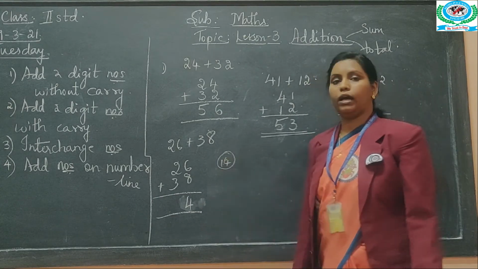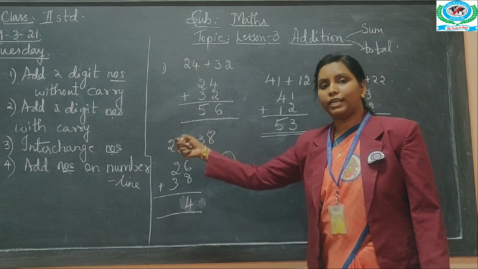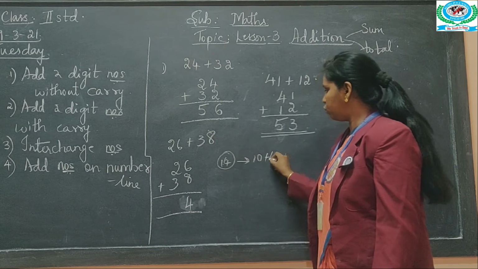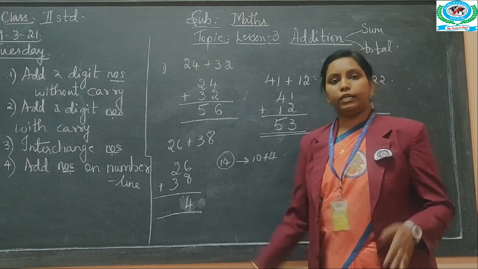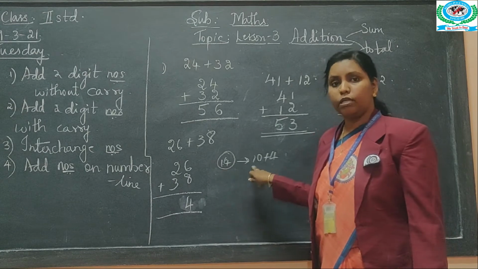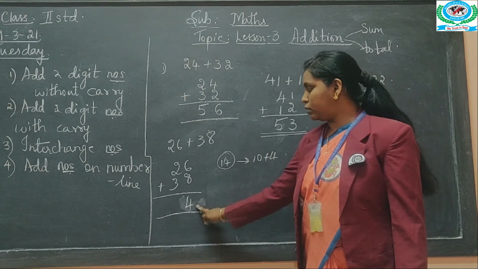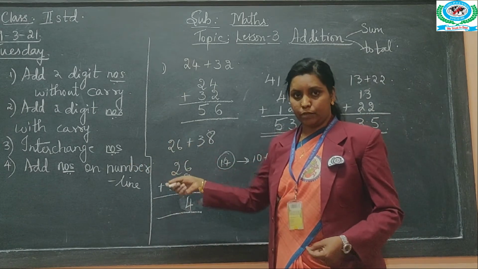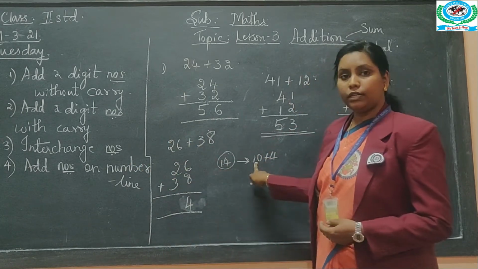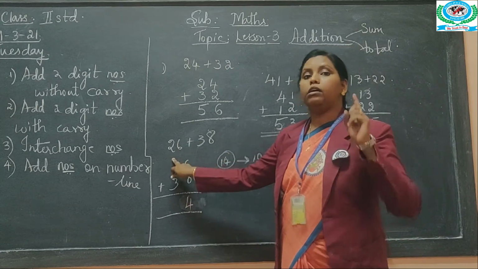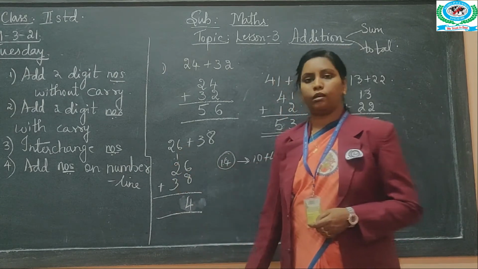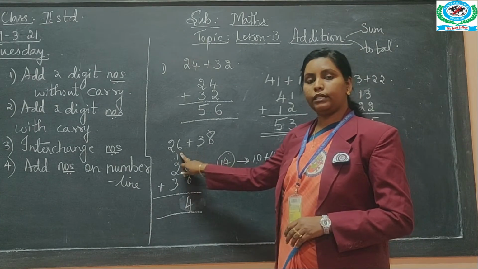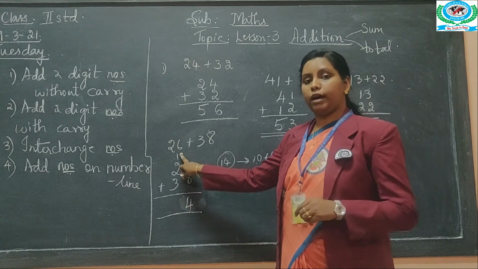And this 1 you will carry to the tens place, because 14 is written as 10 plus 4, isn't it? Splitting and writing the number, you will get 10 plus 4. So this 4 you will write in units place, and this ten you will carry forward to tens place. But you are not writing the 10 here. It is a 10 value only, so you will write it as 1. Of the 14, 4 will be written here, and 1 will be written in tens place value.